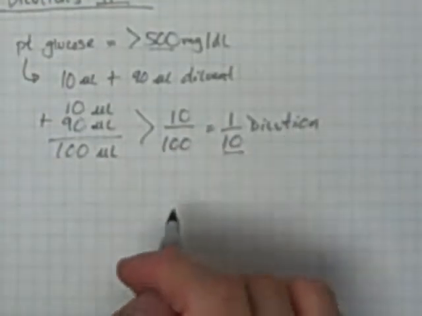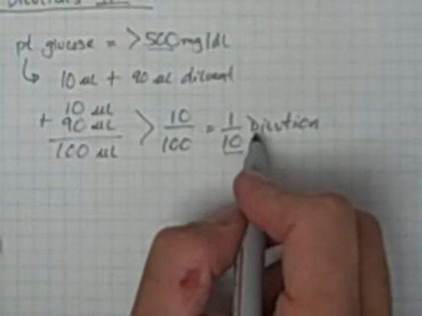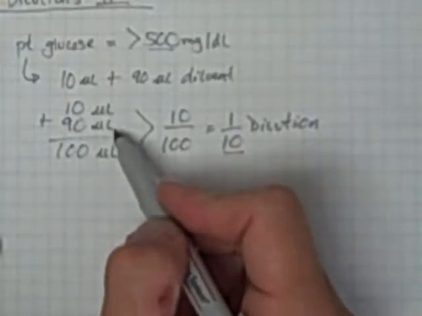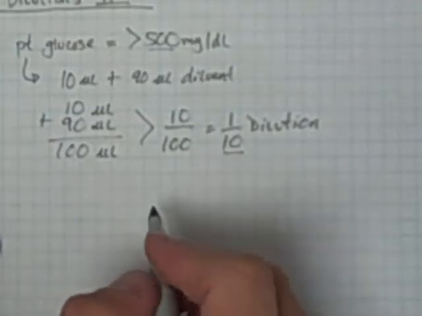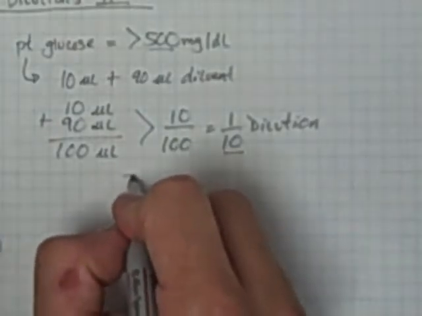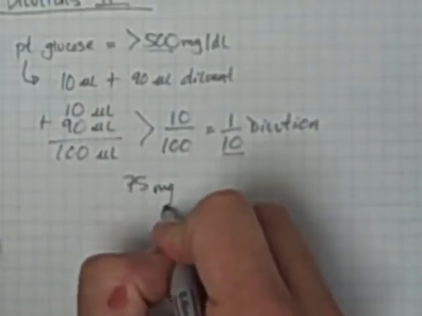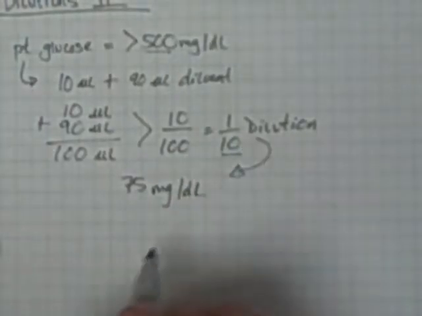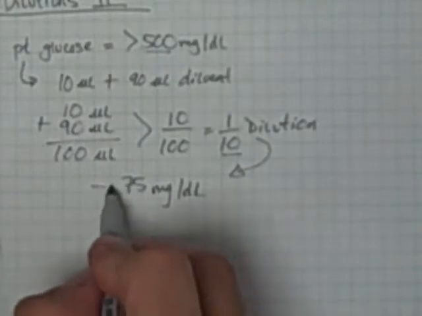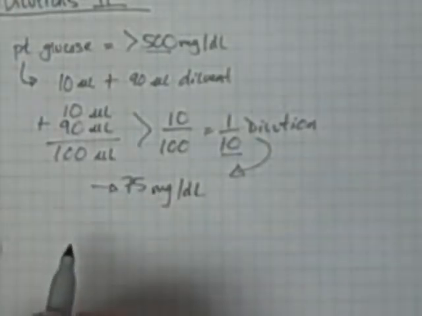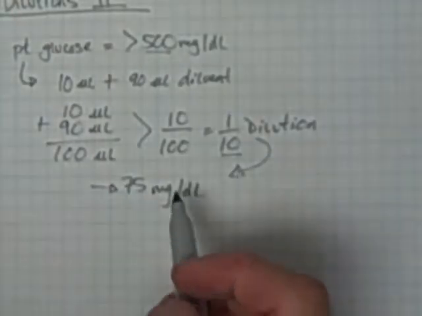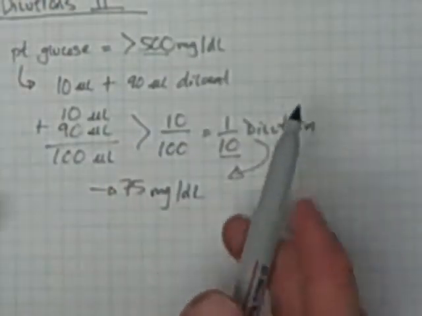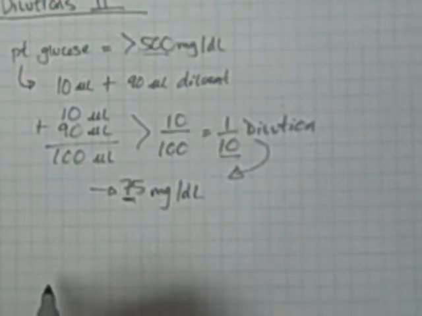So I might have a situation like this where I dilute my patient by adding 10 microliters of patient sample to 90 microliters of diluent. I run it on my instrument and I get a value of 75 milligrams per deciliter. Well, if I ran my diluted sample and got 75 milligrams per deciliter, I know that the actual concentration in my patient sample without diluting it is going to be much higher than that.